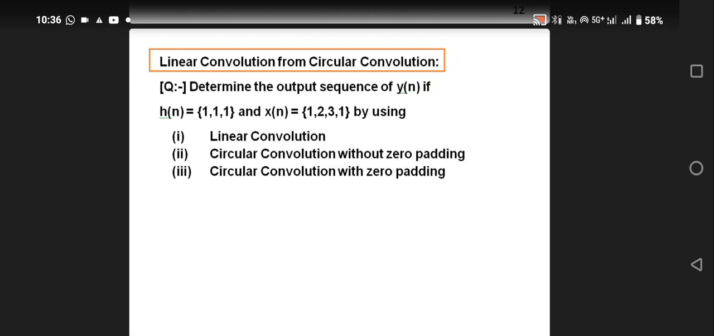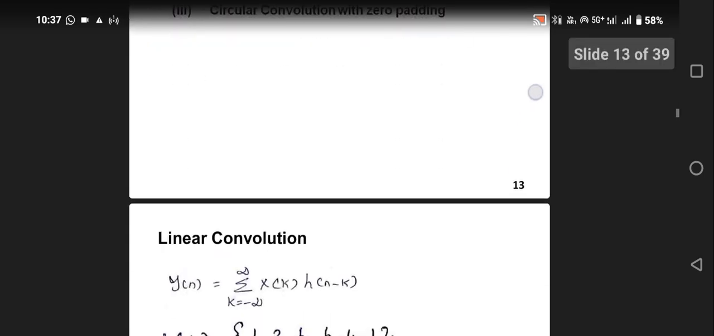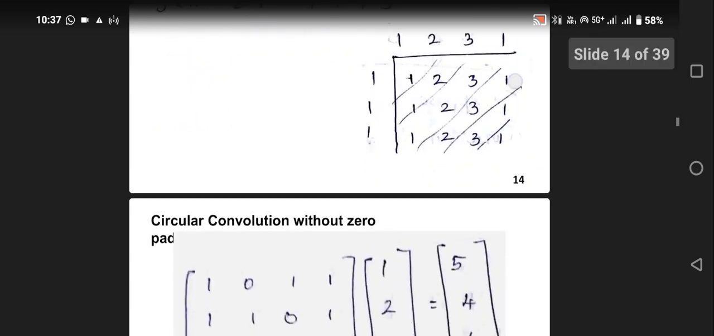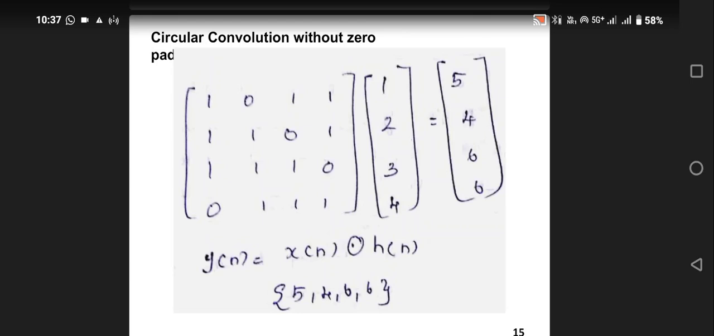What is meant by linear convolution? From the circular convolution, determine the output sequence y of n if h of n is equal to 1, 1, 1 and x of n is equal to 1, 2, 3, 1, by using linear convolution, circular convolution without zero padding and circular convolution with zero padding. The linear convolution operation is performed by representing the values in this manner. Circular convolution without zero padding is performed by operations like this. The answer is 5, 4, 6, 6.